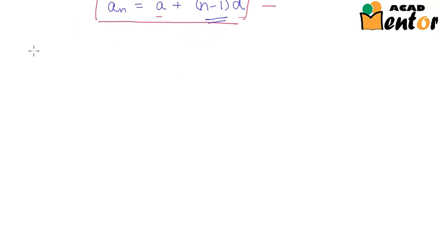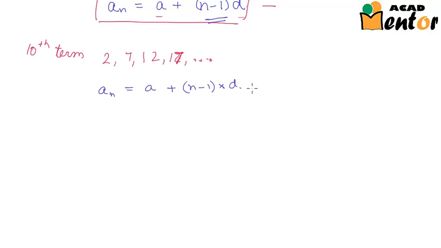Find the 10th term of the AP 2, 7, 12, 17 and so on. Now we know that the nth term of any AP can be written as the first term plus n minus 1 times the common difference.